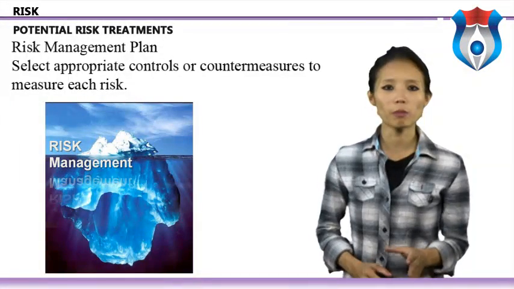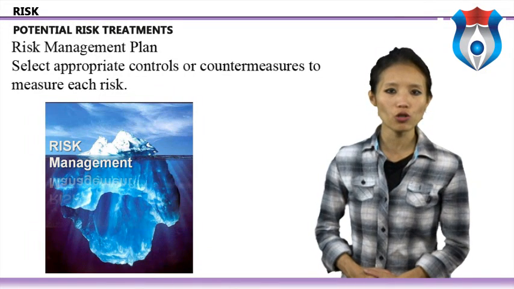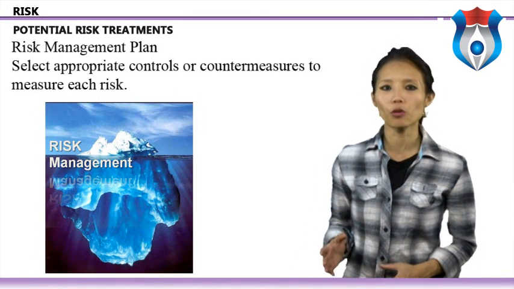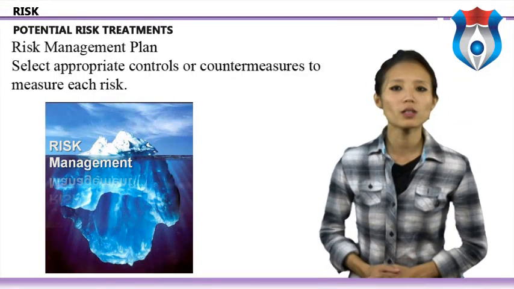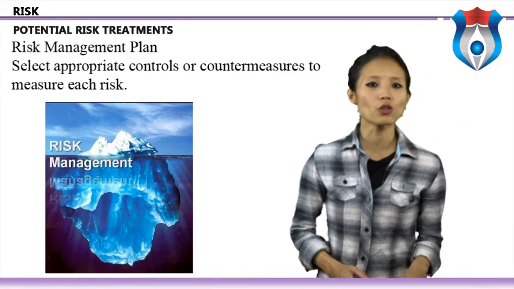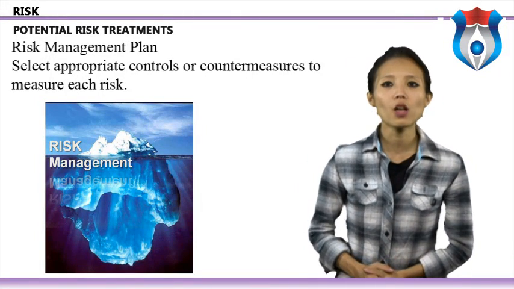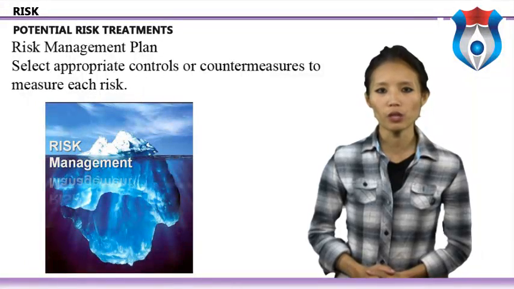Risk management plan. Select appropriate controls or countermeasures to measure each risk. Risk mitigation needs to be approved by the appropriate level of management. For example, a risk concerning the image of the organization should have top management decision behind it, whereas IT management would have the authority to decide on computer virus risk.